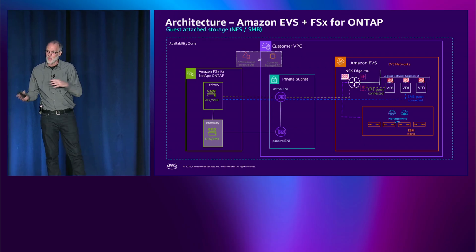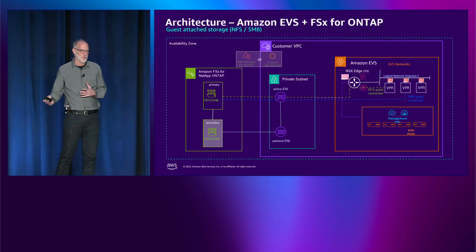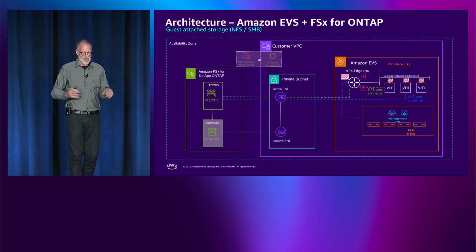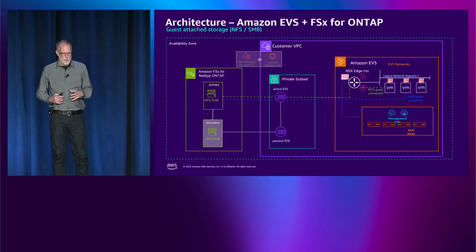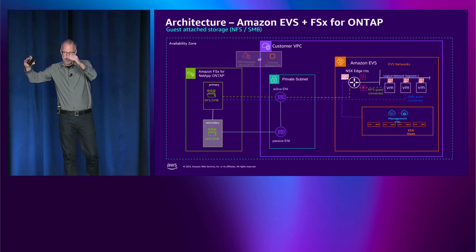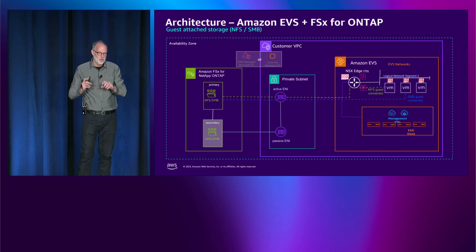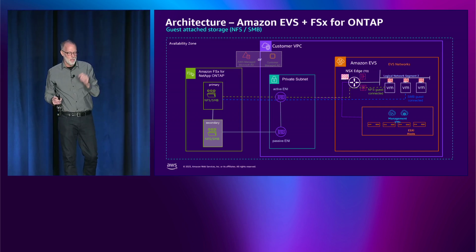The second option was the other one that I mentioned, guest attached storage. And for that, it's similar. You still have the ENI, you can still be deployed in the same VPC, but we're attaching to the VMs themselves that are running inside your EVS overlay network. So you have your VMs up and running there, and you're going to mount those VMs.